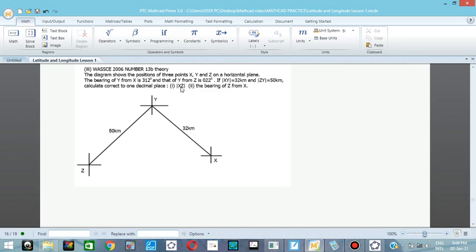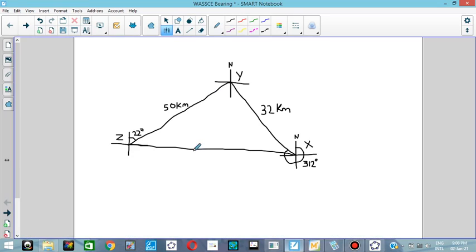Number one, XZ. So that is this distance from here to here, XZ. Let me call this distance d. So if I call XZ d, what am I going to do? The only way I can get this XZ, I need to know this angle here. This is the only angle that is assured in this question. So if I can get this angle, then we can use our cosine rule to complete this work.